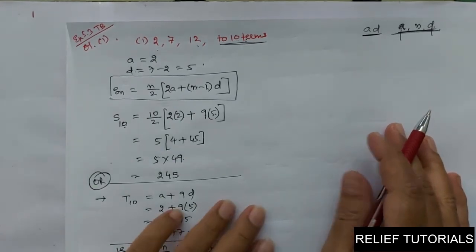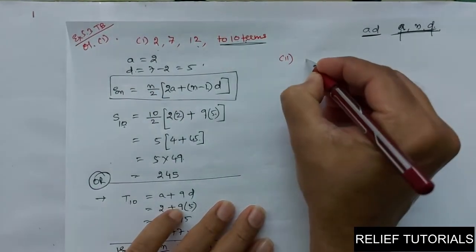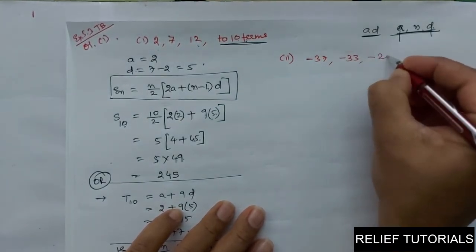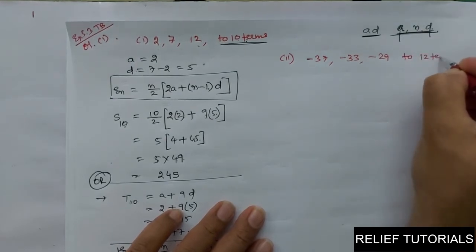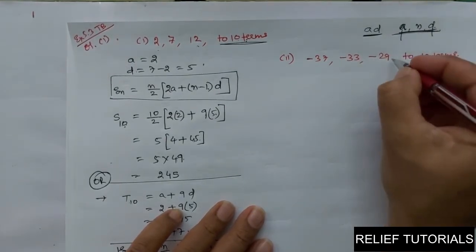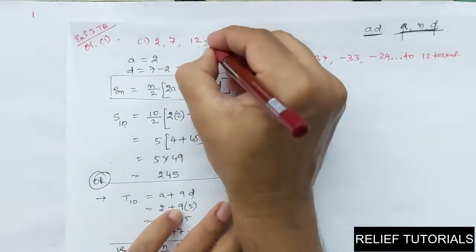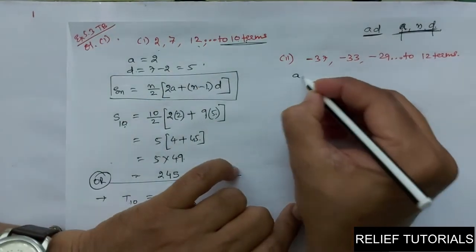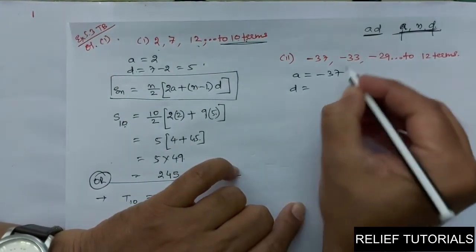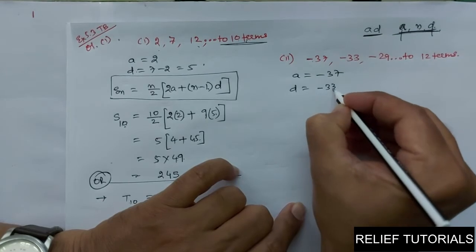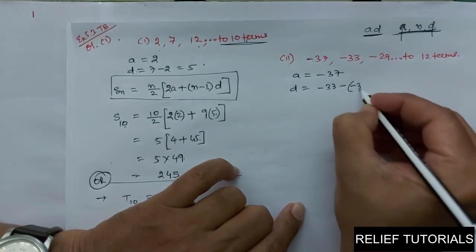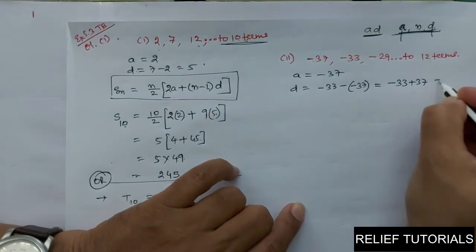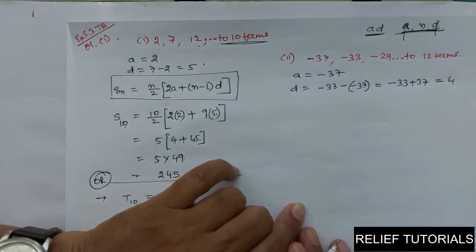Same way, now see, you have the second problem. Minus 37, minus 33, minus 29, to 12 terms. To 12 terms you have to find. This is up to 10 terms. Now to 12 terms. Okay, so now your first term a is equal to minus 37, and the difference is equal to T2 minus T1. So T2 is minus 33 minus T1. T1 is minus 37. So that is equal to minus 33 plus 37. So 37 minus 33, that is 4.